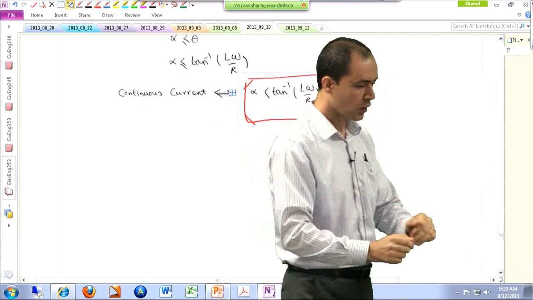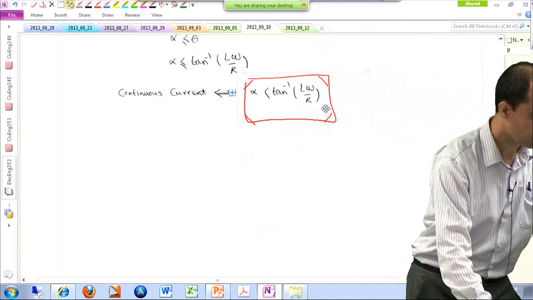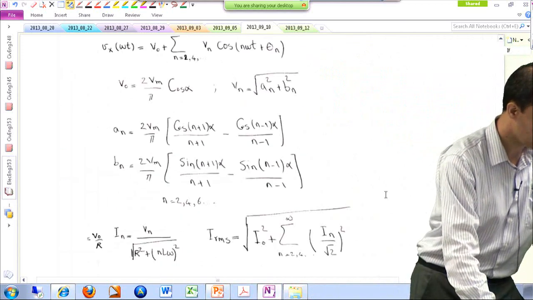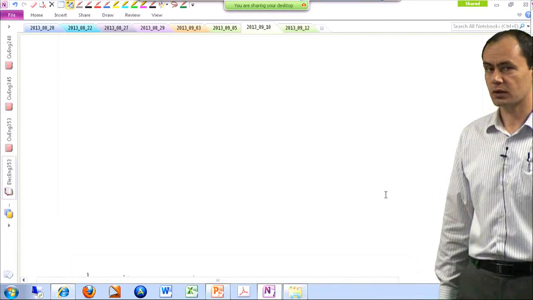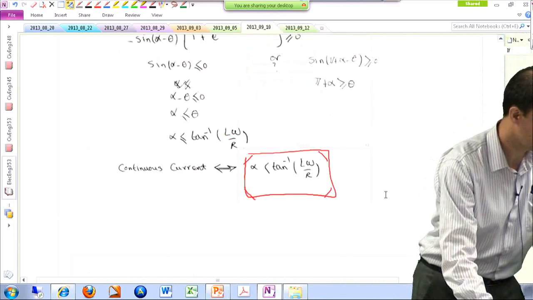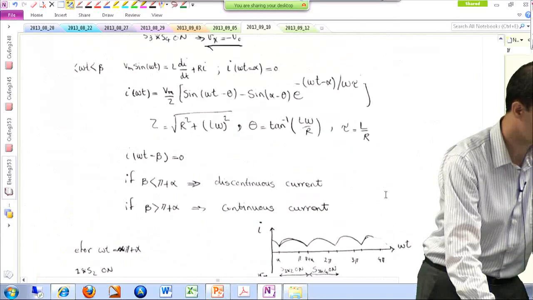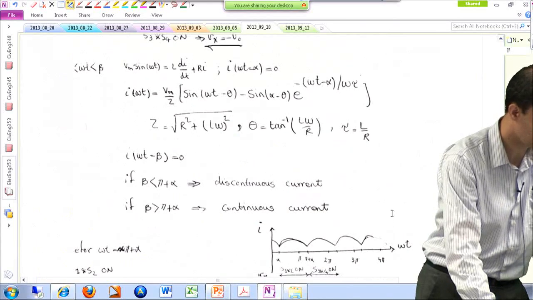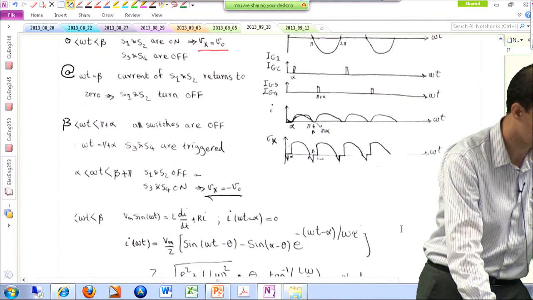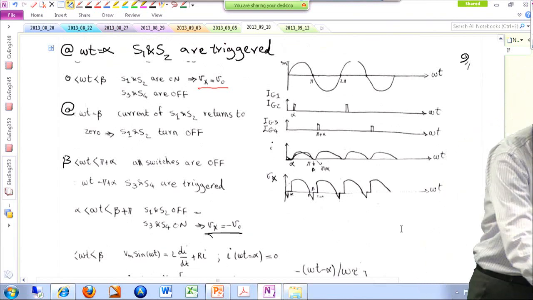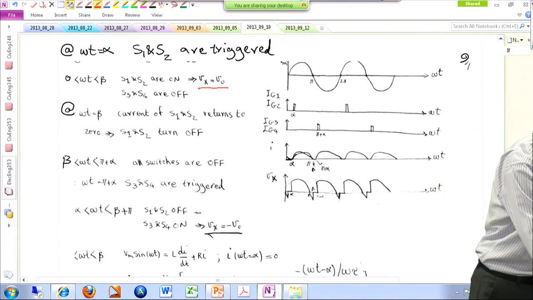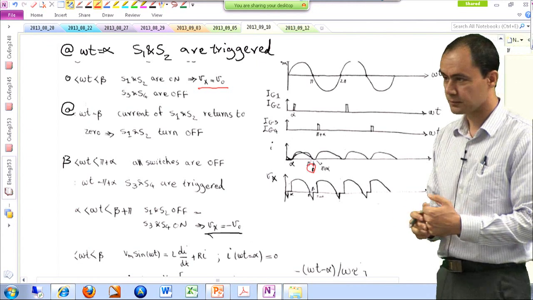Current at beta is 0, so we find that one. For finding beta, I did not mention the expression. So the question is, let me make sure I understand it correctly: if you have a controlled full wave rectifier with an RL load, how are we going to be able to find this beta? Is that your question? All right.